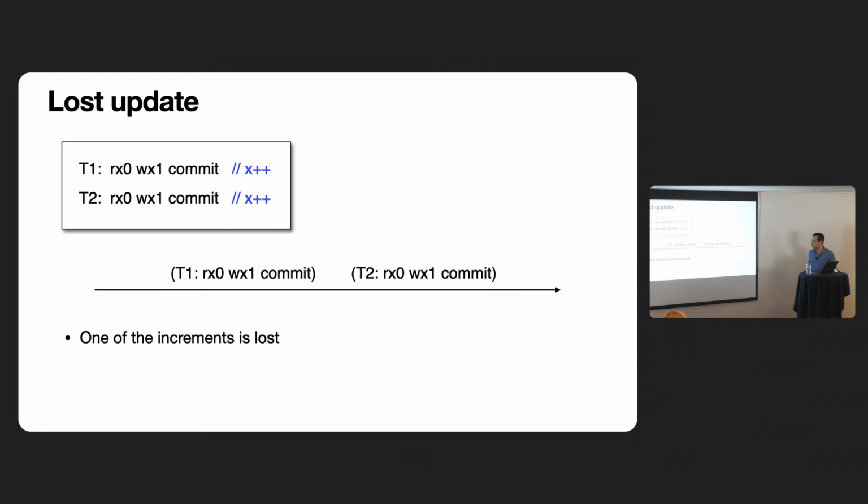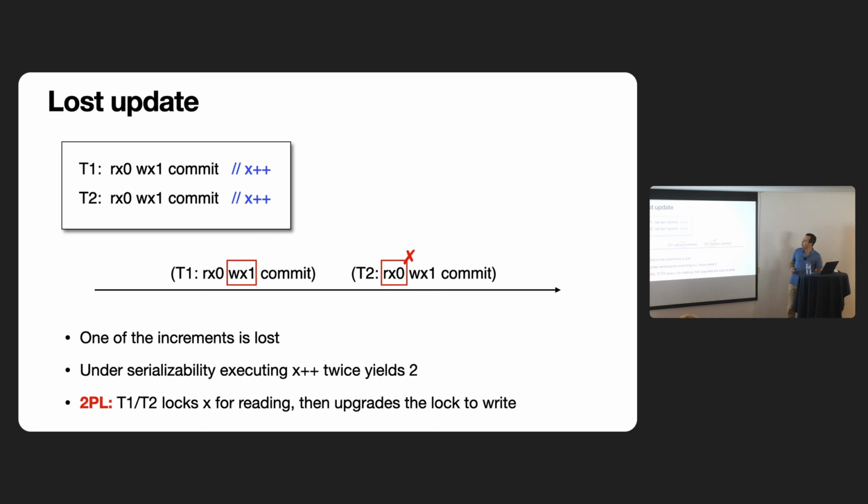And of course, this is not serializable because if I order these transactions in any way, say T1 first, T2 second, they're identical, so I can order them in any way I want, then I will get an incorrect value of this read because you have a preceding write of 1 to X. Right. And so under serializability, if you execute X++ twice, you actually get 2. And in two-phase locking, okay, we don't have to talk about this now after all these examples, but essentially because you lock everything, this will not happen.